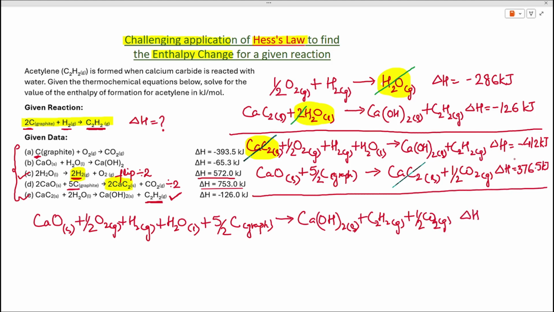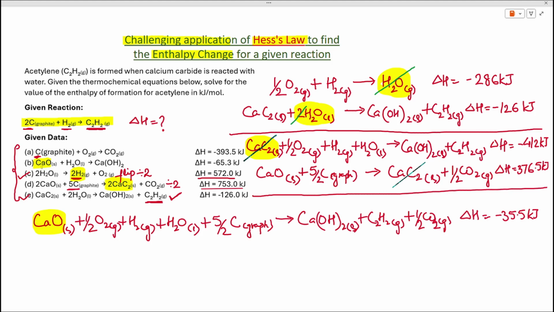Now to get the value of delta H, because we have added the equations, we'll add their enthalpies. So on adding negative 412 and 376.5, we get negative 35.5 kilojoules. Again, if we look into our equation, the first reactant, we again don't need it in our target equation. So now we can use this equation number B.